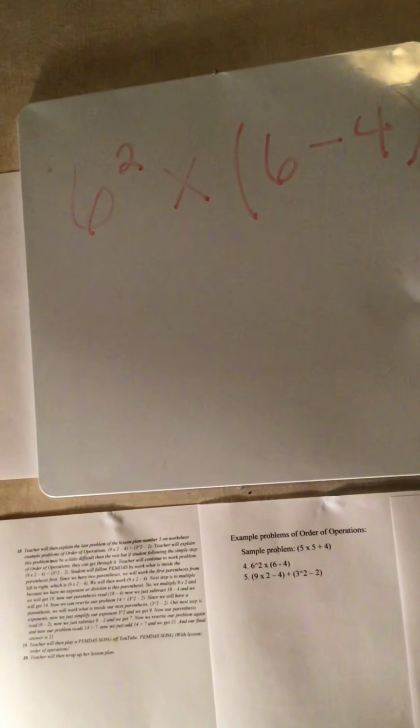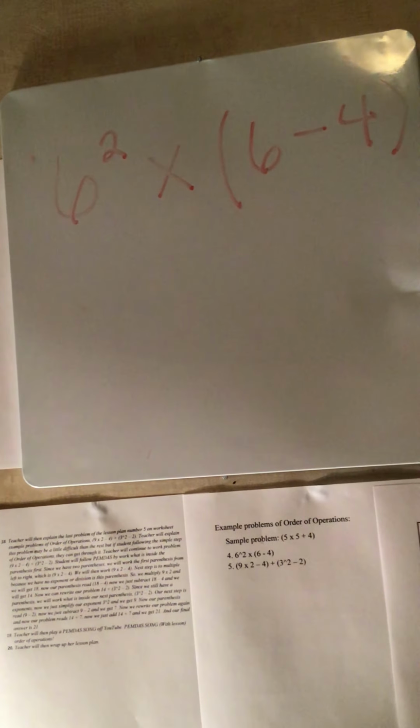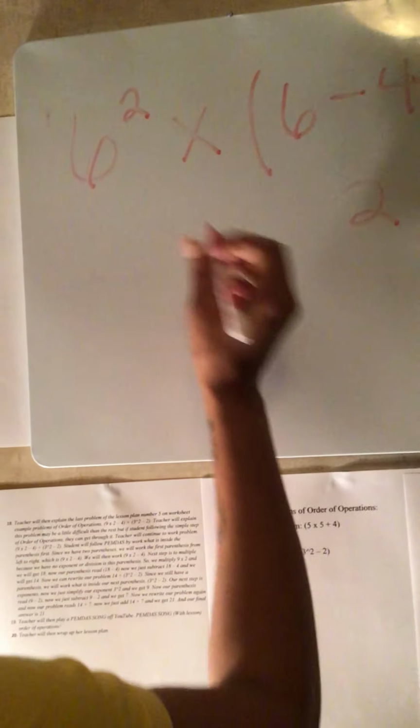And inside the parentheses, we read 6 minus 4. And we know 6 minus 4 is 2. So we write 2, and we just bring our 6 to the second power down and our multiplication sign down next. Our next step is perform all operation with exponent. Now we're just going to simplify our 6 to the second power. And 6 to the second power is 36.